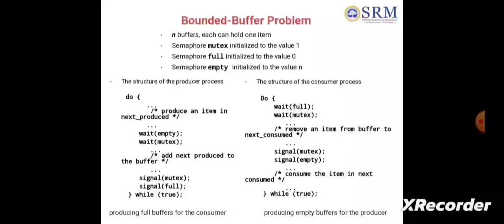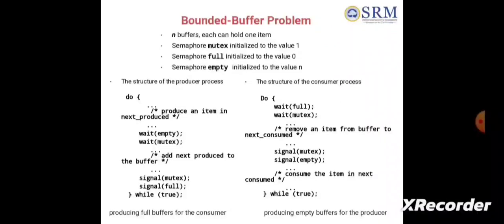Similarly, see the code on consumer process. The consumer process waits until all n locations in the buffer are filled by the producer process. Once all n locations are filled, then it invokes the mutual exclusion using wait of mutex. Then it starts removing the items from n buffers. After all n items are removed, then it gives a signal on mutex, means the mutual exclusion is disabled.